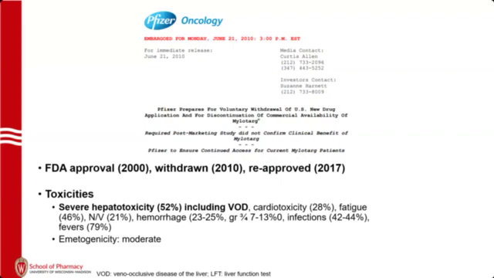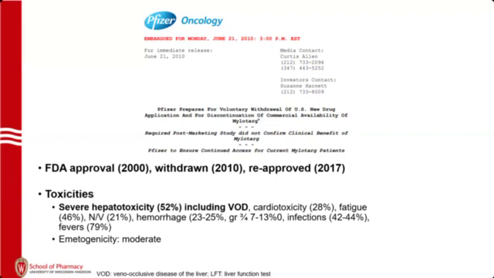This approval was partially because of this black box warning here for severe hepatotoxicity, including veno-occlusive disease, or VOD, veno-occlusive disease of the liver. It does have other toxicities here. It can be quite difficult on blood counts and things like that, but it's used in combination with AML therapy, so that follows quite a bit.